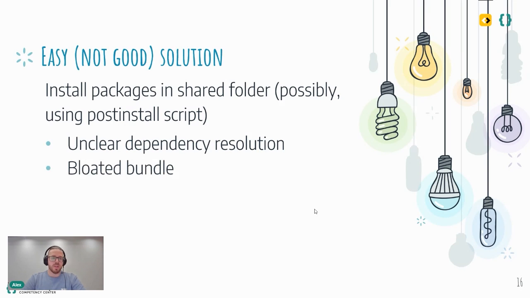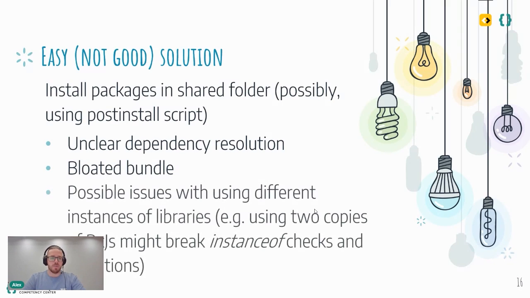Also, you might end up having a bloated bundle because two node modules packages mean that even if the dependency is the same, it's going to reappear twice. Of course, a tree shaking solution like Webpack can solve this problem, but it might end up there. And also there are possible issues with using different instances of a library. For example, if you have the same version of RxJS twice, it still might break some instanceof checks and mutations, and you'll end up having unexpected bugs. So I do not recommend this solution.